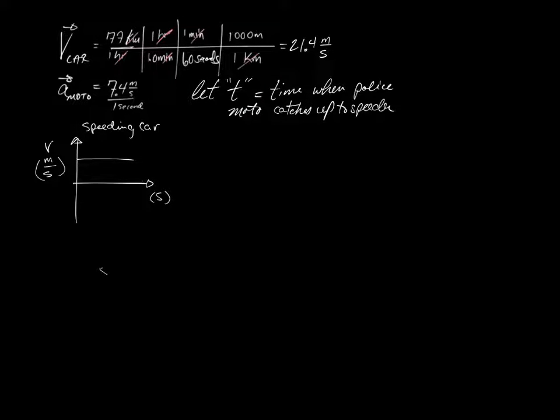I won't bother with the acceleration graph because, you know what? There is no acceleration for the speeding car. Now I know that the speed of the speeding car is 21.4 meters per second. So that makes the displacement, delta x, for the car going to be 21.4 times t, right? Now for the police moto, I'll do that over here, police motorcycle.